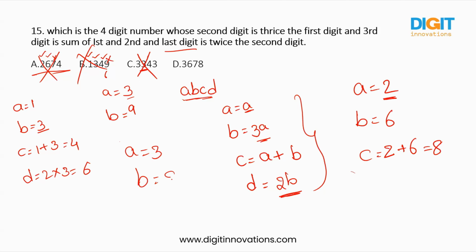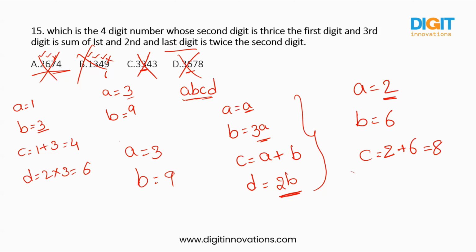So next one, if you take 3, in the D option, A is 3 and B value should be thrice of this one. That means 9 should be there. But here you have 6. It is also not accepted. So here starting with B, the value is not satisfying.